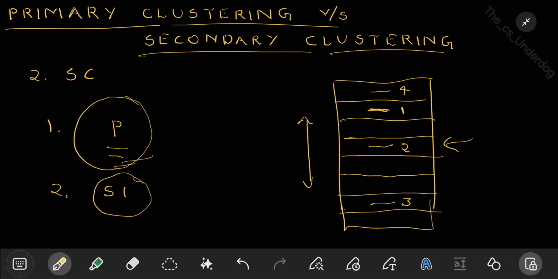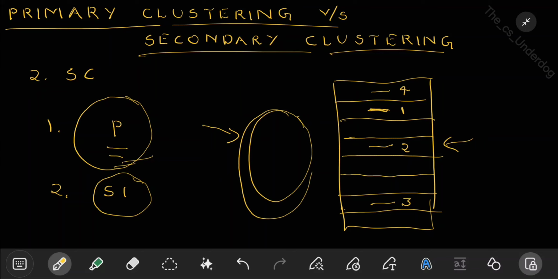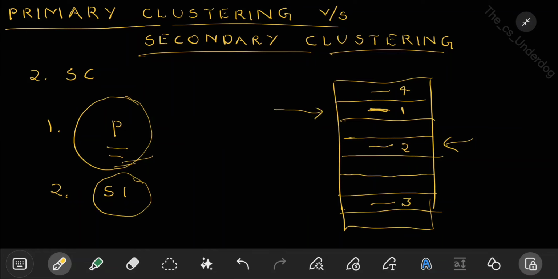So you can say primary clustering is a very severe problem, but secondary clustering is not that severe, because in case of primary clustering, once you form a cluster, if you map to any of the blocks in that cluster, it is going to enlarge the cluster and bubble up the problem. But in case of secondary clustering, the issue occurs only when you hit the same starting block, right?